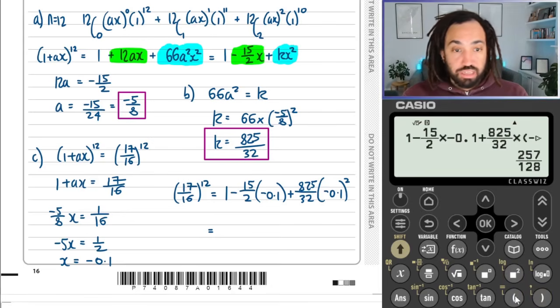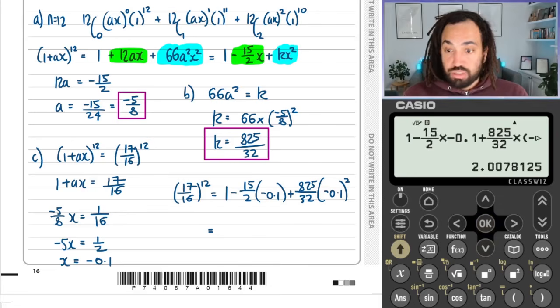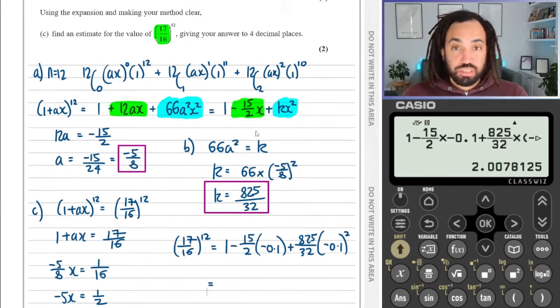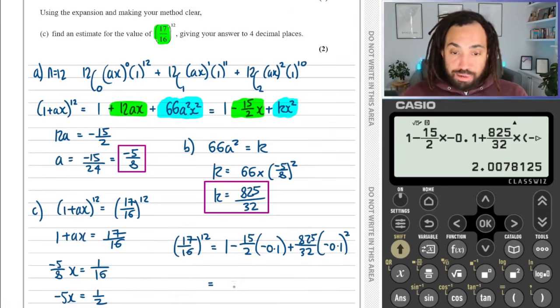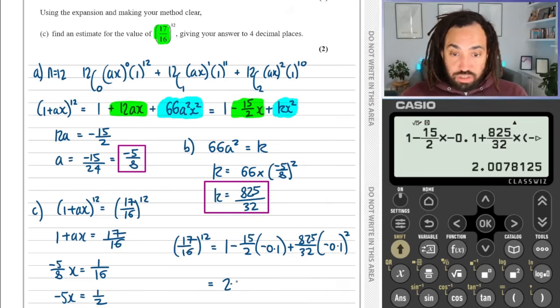Okay, great. Now it asks us actually for a certain number of decimal places. So let's go back and check, it says 4 decimal places. So it is 2.008. That's not 4 decimal places, is it? No, it's 78.